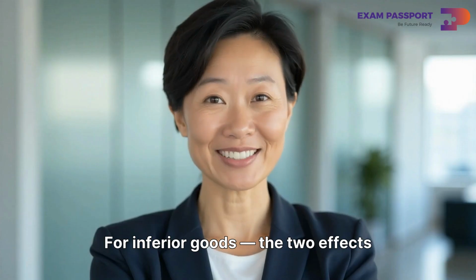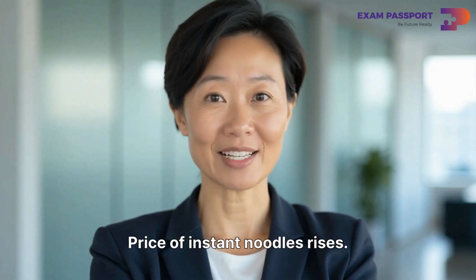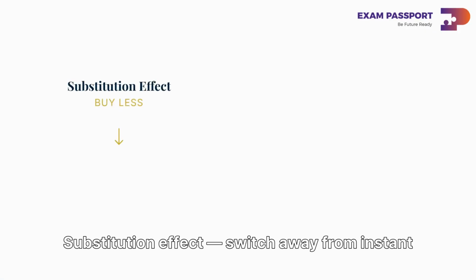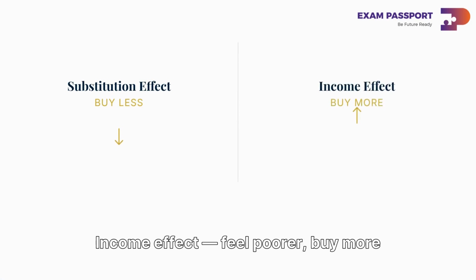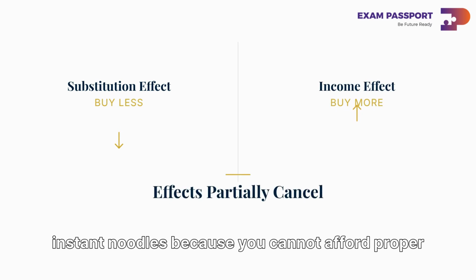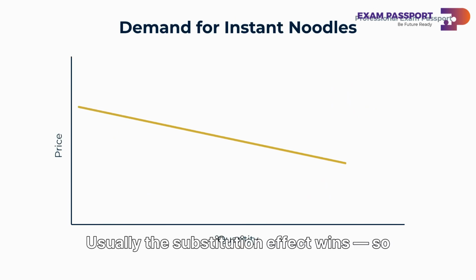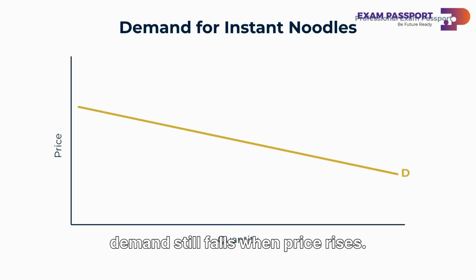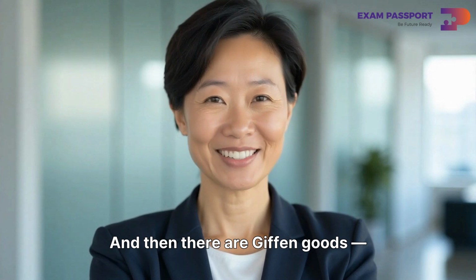For inferior goods, the 2 effects work in opposite directions. Price of instant noodles rises. Substitution effect: switch away from instant noodles, buy less. Income effect: feel poorer, buy more instant noodles because you cannot afford proper meals. The 2 effects partially cancel each other out. Usually the substitution effect wins, so demand still falls when price rises, but the relationship is weaker than for normal goods.